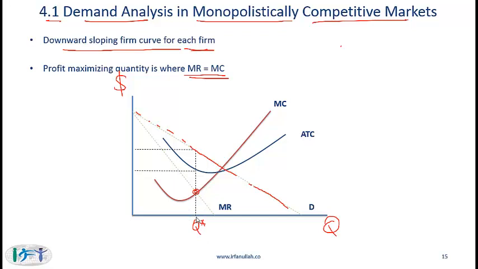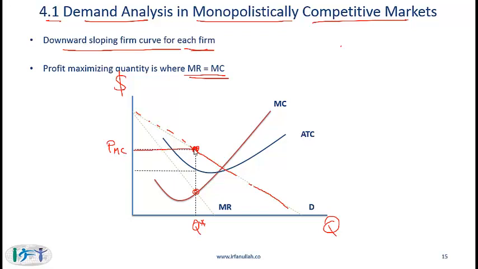If this is the quantity, at this quantity consumers are willing to pay this price over here. So this will be the price that is set by the company. So I'll say P for price, MC for monopolistic competition. Next question is, what is the profit?